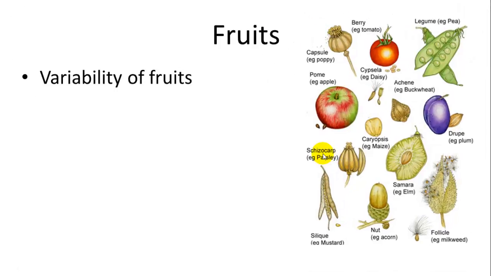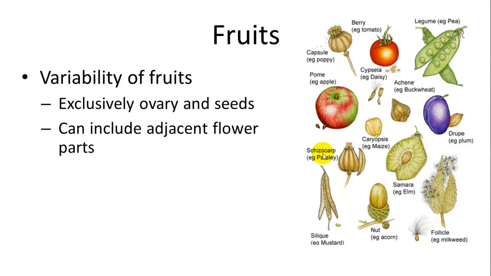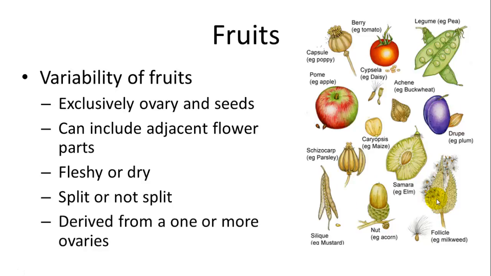There are lots of different types of fruits. Some of them are exclusively the ovary and the seeds. Some of them can include adjacent flower parts, such as the receptacle. They can be fleshy or dry. So here's some fleshy ones. Here's some dry ones. And they can be split or not split. And they can be derived from one or more ovaries. And we'll go over these in lab.